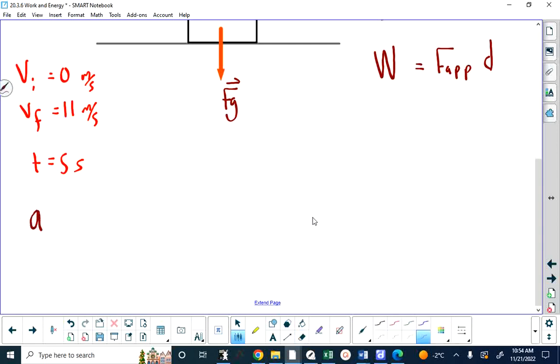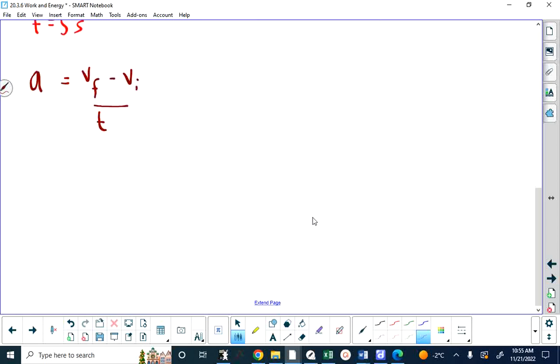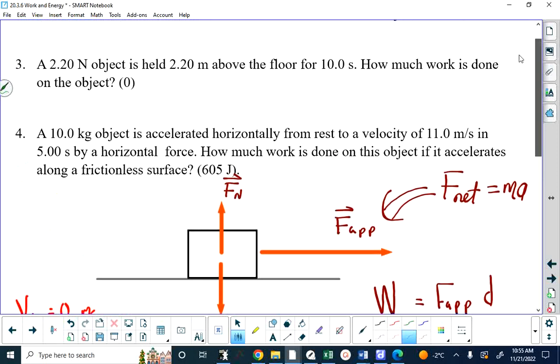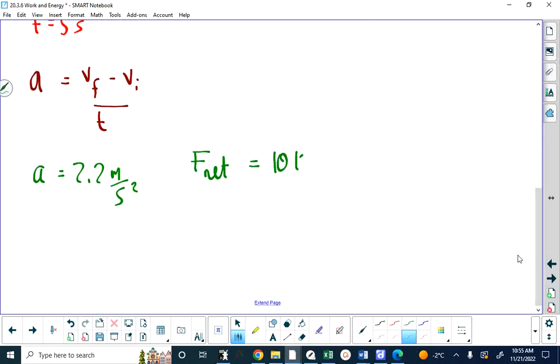So we're after the acceleration. In this case, acceleration equals VF minus VI over t. It'll be 11 minus 0 over 5. Can you work that out to get 2.2? Boy, that 2.2 is making its appearance everywhere today. 2.2 meters per second squared. Okay. So we get an acceleration of 2.2 meters per second squared. We can find the magnitude of the net force by taking the mass, which was 10 kilograms, multiplying by the 2.2 meters per second squared, which gives us 22 newtons.